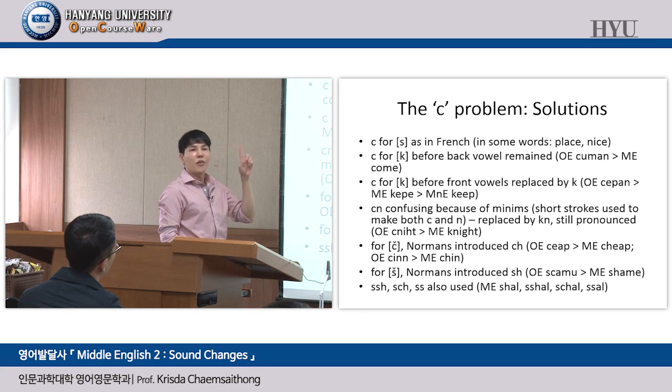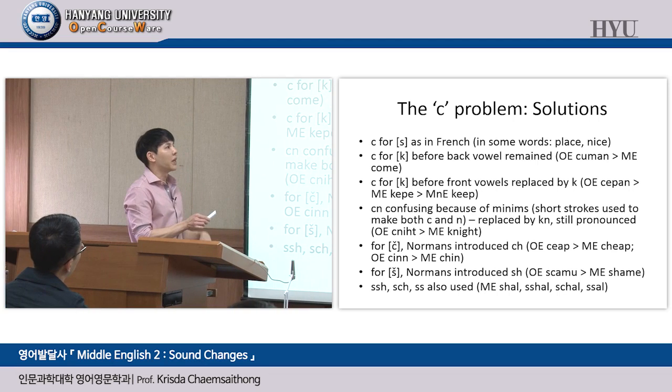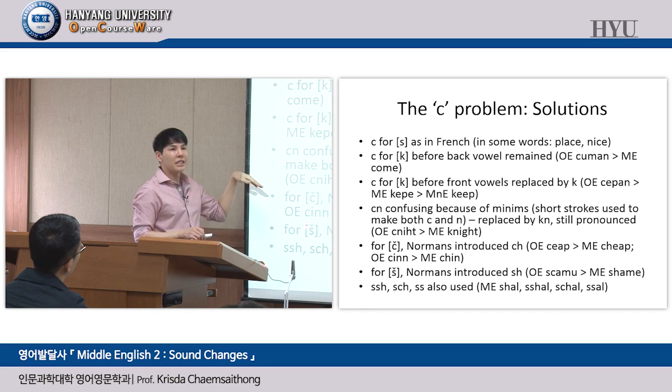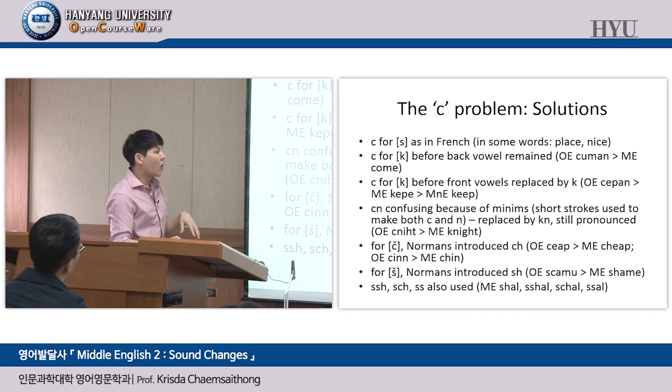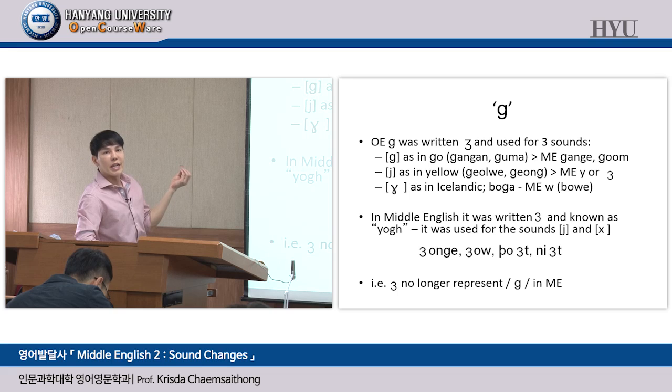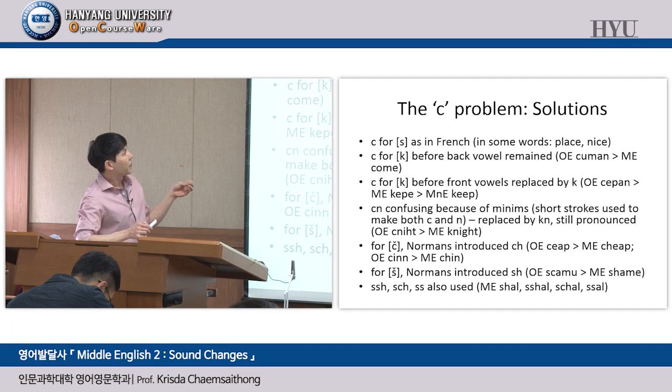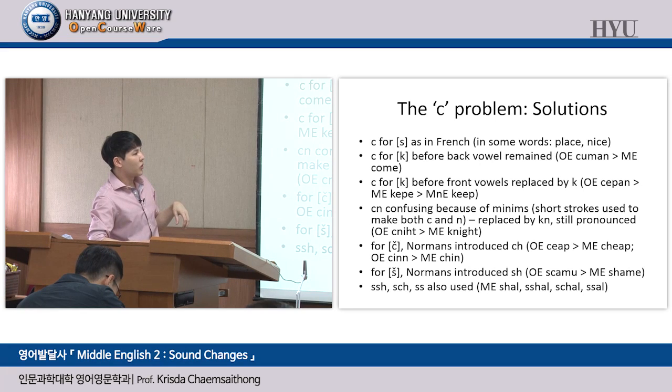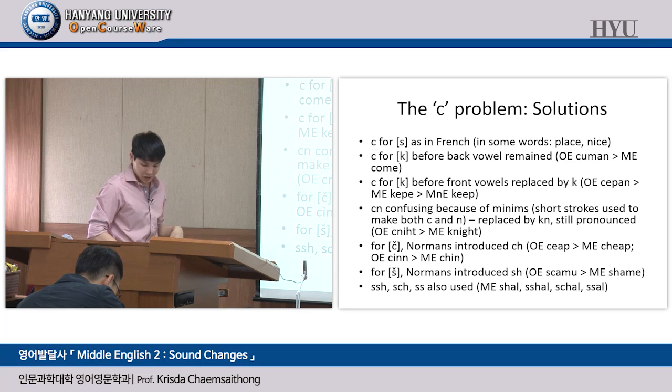So the only thing that remained the same is the second one, right? C before back vowels remains. But in other cases, C changed to a K, right? Or CH or SH if they are fricative sounds, okay? So that's one problem, right? The C problem. It's better because now you have S when it's pronounced as S, CE when it's pronounced as an S, and also you have C, CH, or SH, right? Instead of just a C across the board, right?